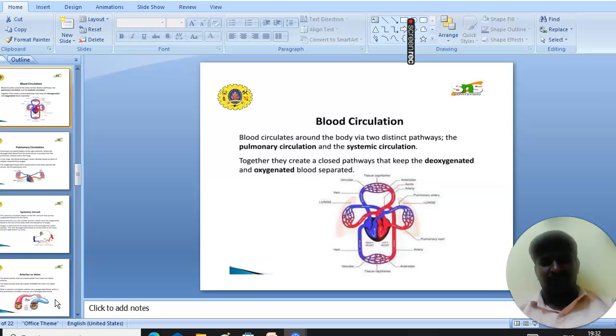I am going to take a seminar on blood circulation of the heart and the health conditions which affect the blood circulation of the heart. First, we will see about the blood circulation. Blood circulates in the body via two distinct pathways: the pulmonary circulation and the systemic circulation. Together, they create a closed pathway that keeps the deoxygenated and oxygenated blood separated.